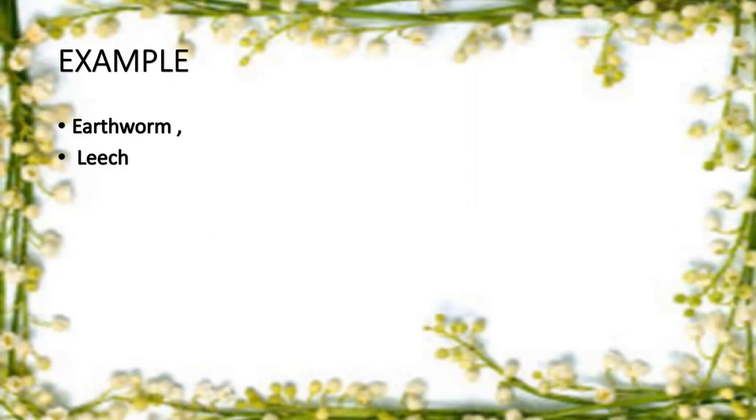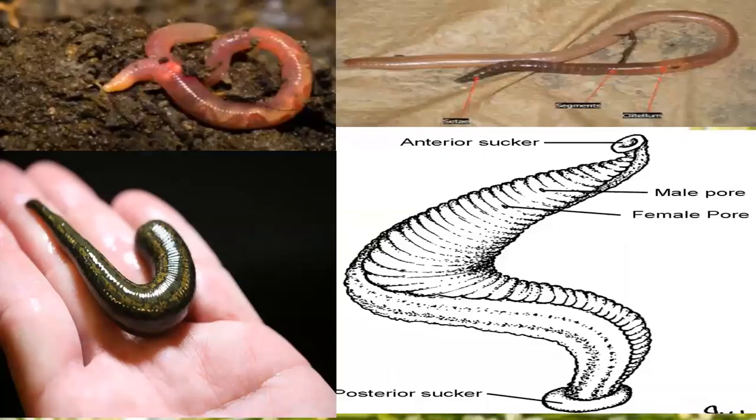Earthworm, you have seen an earthworm. The upper two pictures are of earthworm. This is the earthworm. This is the anterior portion. This is the excretory portion. And you can see it is somewhat red in color because they have a blood circulatory system in them. They have red blood.